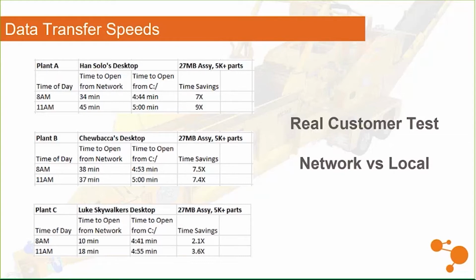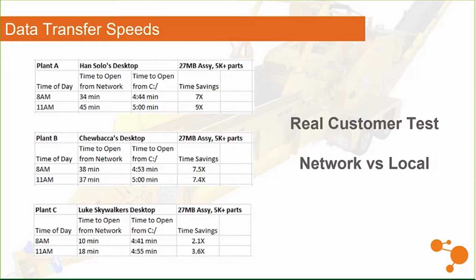But if you look down the second column of each one of these sections, these are different plants of this organization, which are all trying to access the same assembly. We did a benchmark on our actual assembly, very similar to what we ran. You can see some of the guys in outlying plants take 35, 45 minutes to open their assembly. Ridiculous. Luke Skywalker there was the lucky one because he was either in the same building as the server or the closest one. He was getting it down to 10 to 18 minutes, depending on the time of day.